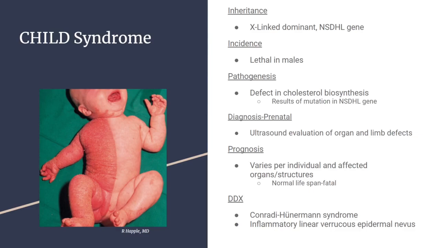X-linked dominant mutation, and this is in the NSDHL gene, lethal in males, like we talked about. This also is a defect in the cholesterol biosynthesis pathway, resulting from the mutation of the NSDHL. You can do an ultrasound of organs and limbs to determine deficits. Prognosis is variable, depending on what's affected and severity. Now, if you look on the left here, this is a great example of that unilateral manifestation in erythroderma, as well as, not overtly noticeable, some asymmetry between limbs.